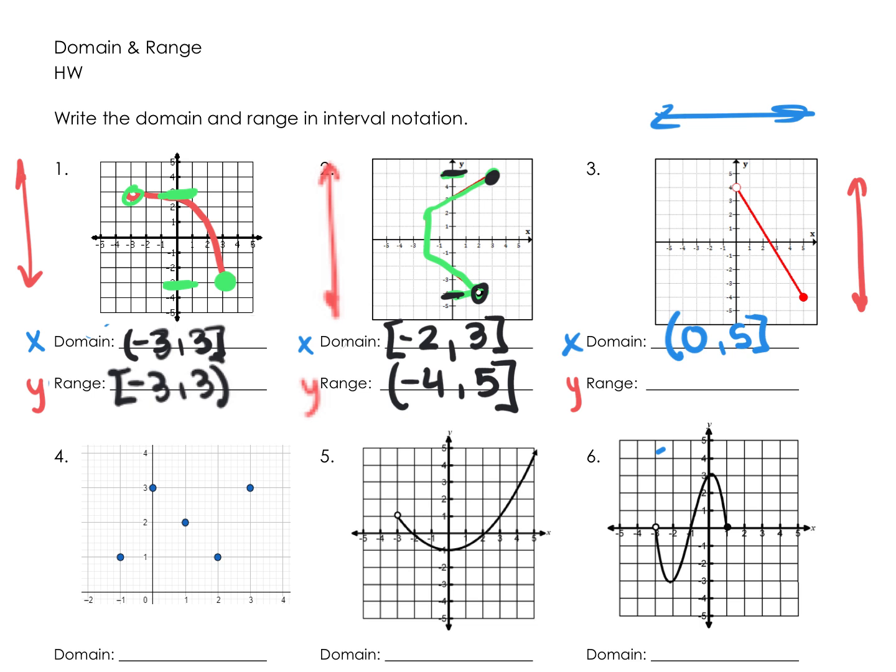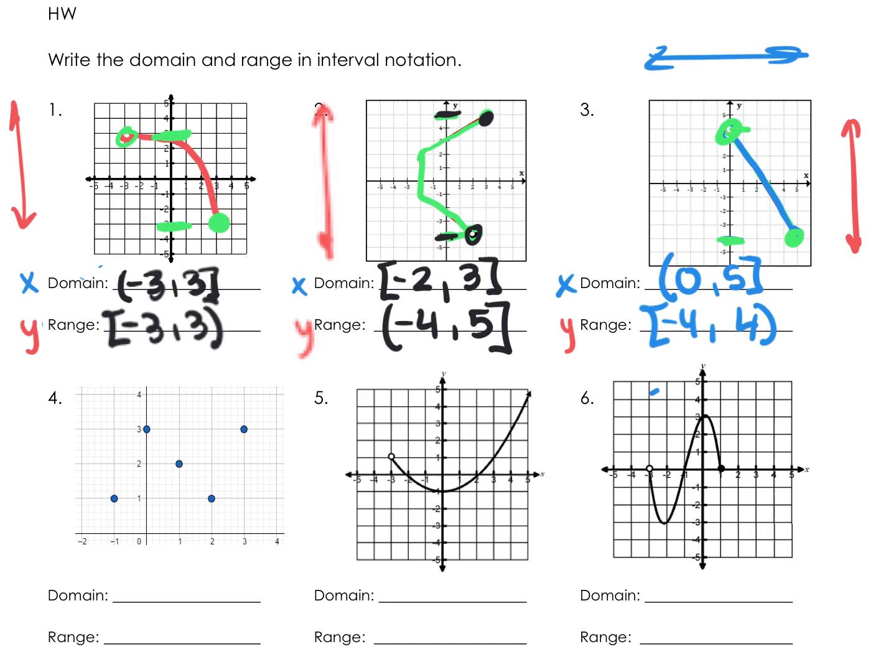So the highest y value that my function has is up here, and the lowest y value is down here. The highest value up here, the y value is 4, so that will be the highest value. And then the lowest value down here, the y value is -4. So that'll be -4. Down here at -4, we have a closed circle, so that'll be a closed bracket. Up here at 4, we have an open circle, so that will be a parentheses.